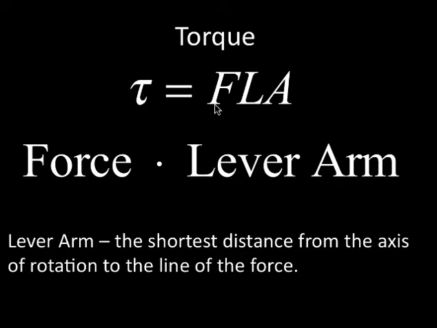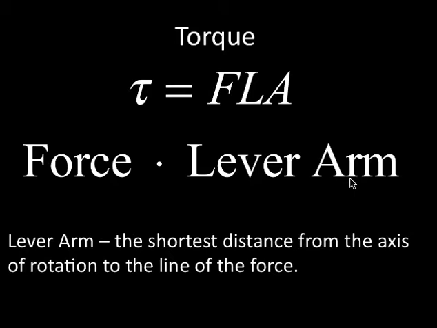And think, force is in newtons, lever arm is measured in meters, because that's the distance, that's how far away from the axis you applied the force. All right, so torque equals F LA, where LA is lever arm. And what is lever arm? Lever arm, expressed in words, is the shortest distance from the axis of rotation to the line of the force.